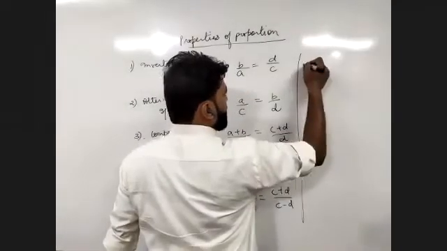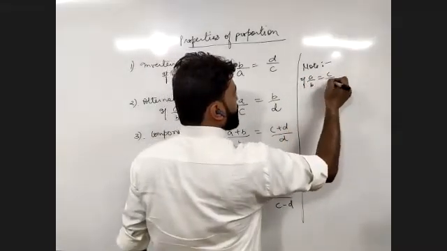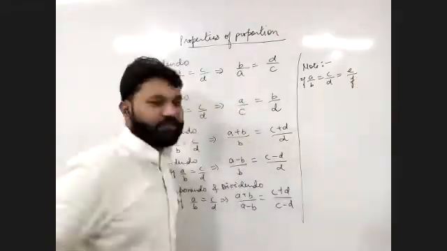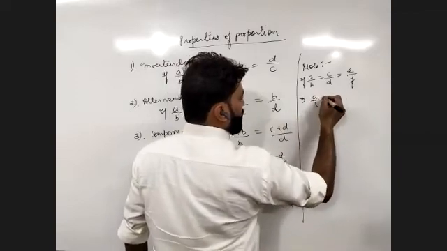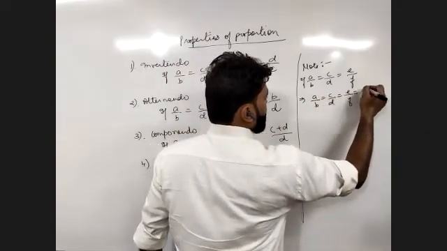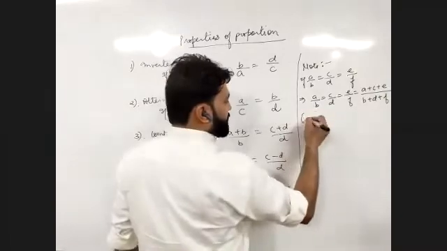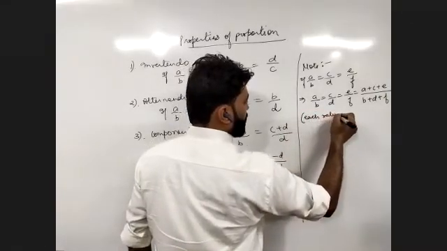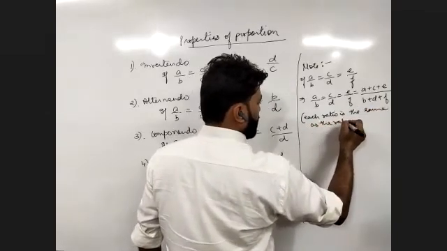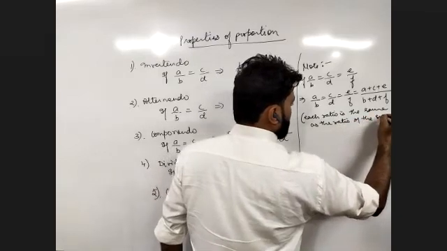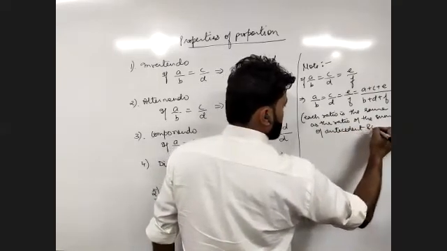In this, note one small property separately as well. Look carefully. If A upon B equal to C upon D equal to E upon F, then this implies that A upon B equal to C upon D equal to E upon F is equal to A plus C plus E upon B plus D plus F. This is, each ratio is the same as the ratio of the sums of antecedent and consequent.